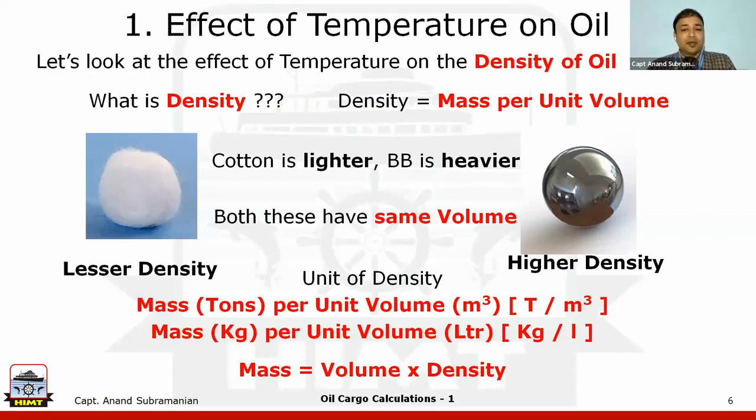Now one thing we have to remember very clearly, as we saw in the previous example, is that the volume changes with temperature. So we have to be very clear when we refer to this equation, mass is equal to volume into density: both volume and density have to be at the same temperature. If I use a volume at one temperature and a density at a different temperature, then the mass calculated is not correct. Clear?